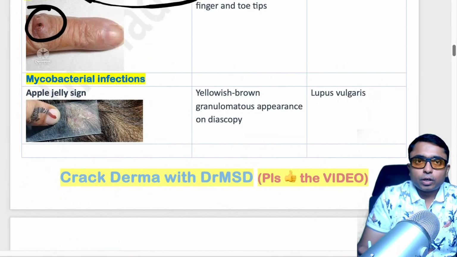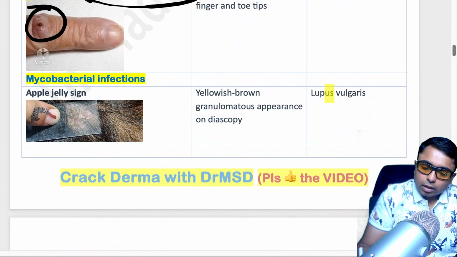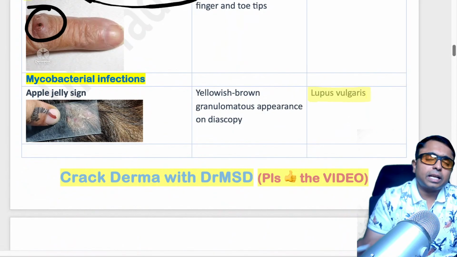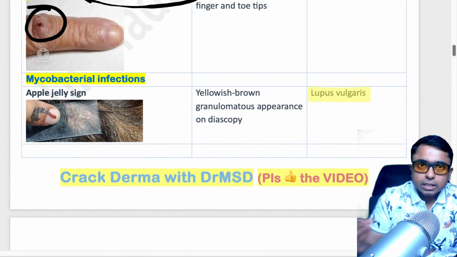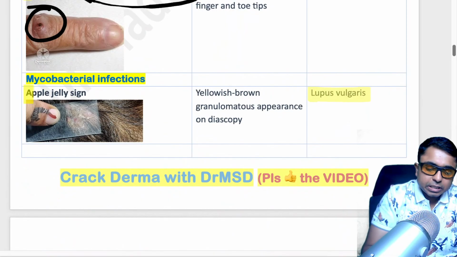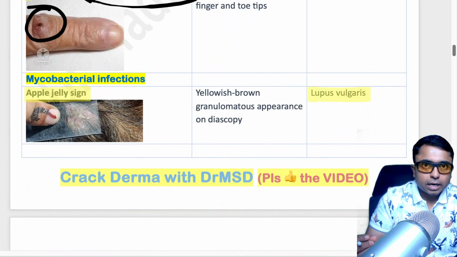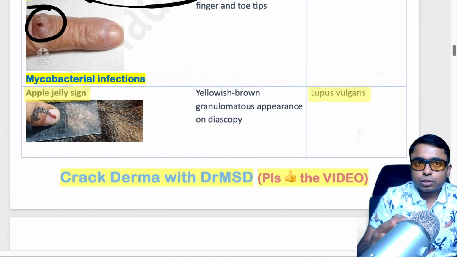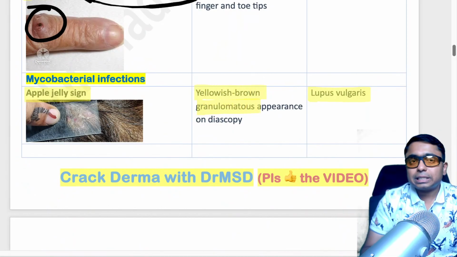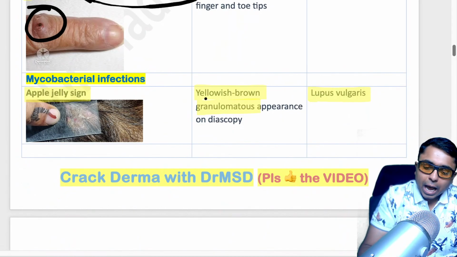Next, in the mycobacterial infections, lupus vulgaris, and not only lupus vulgaris but other granulomatous conditions like for example sarcoidosis, cutaneous leishmaniasis, are going to show one very peculiar finding on diascopy, which is apple jelly nodules. So on application of the pressure with the glass slide, the blood vascular component is going to be blanched, leading to the appearance of the granuloma in the form of yellowish brown color, and this is what is called as apple jelly sign or apple jelly nodules.